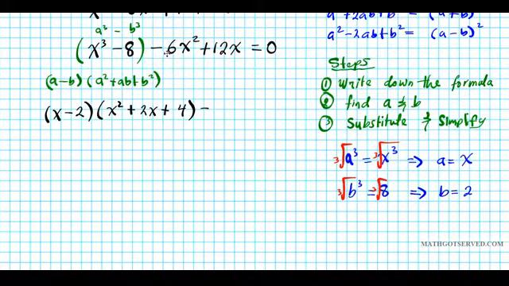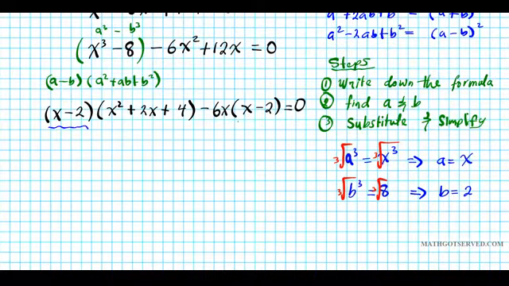Now let's shift our attention to these two terms on the right. What is the GCF of negative 6x squared and 12x? The GCF is negative 6x. So if you factor that out, you're going to be left with x minus 2, okay, equals 0. Now what do you notice about the two sides of this expression right here? You notice that they have a common factor, namely x minus 2. X minus 2 is common.